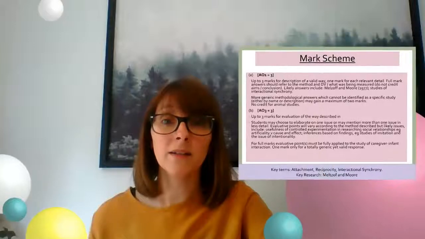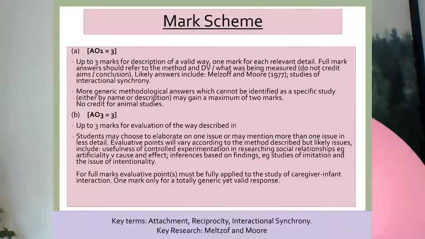Okay, so if we look at the mark scheme, you can see for the first question, you have to talk about a research study. The one that we've discussed in the lesson is Meltzoff and Moore. So you just have to outline the method that they used. You don't need to talk about aims or conclusion. You just need to talk about the method and the dependent variable. So what were they measuring and how did they measure that?